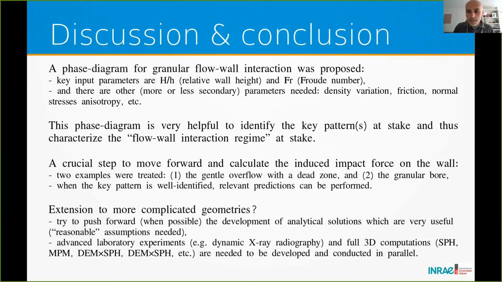I think this aspect will be the topic of the symposium. So methods like SPH code, MPM, or some coupled method between DEM and SPH are needed to be developed and conducted in parallel.